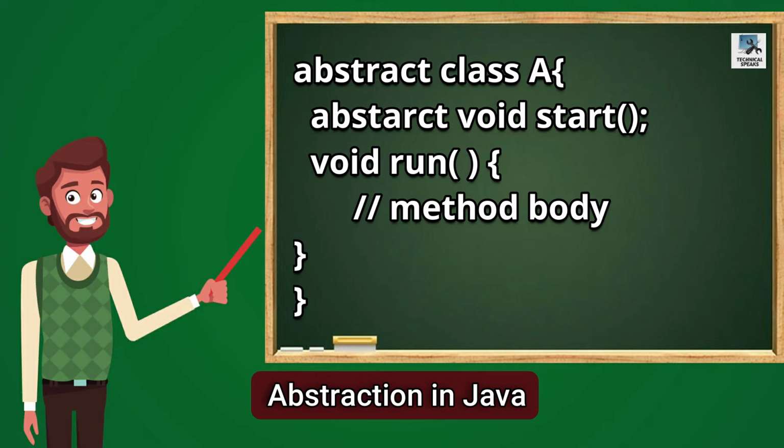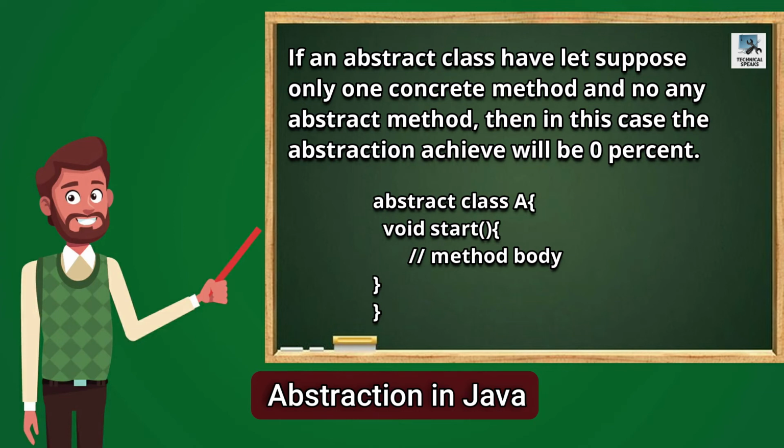Another case is if an abstract class has, let's suppose, only one regular method and no abstract method, then in this case the abstraction achieved will be 0%. So I guess you understand the basic concept of abstraction through abstract classes and abstract methods. Now let's jump to the next topic.